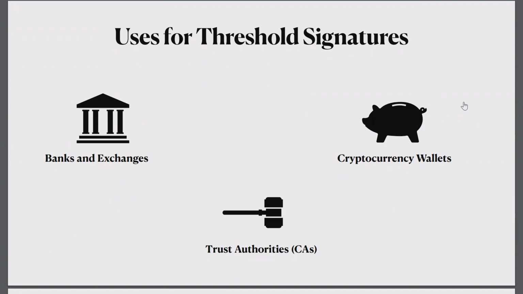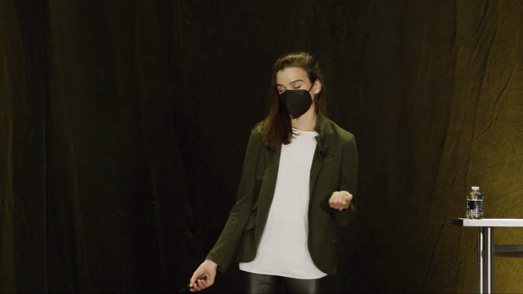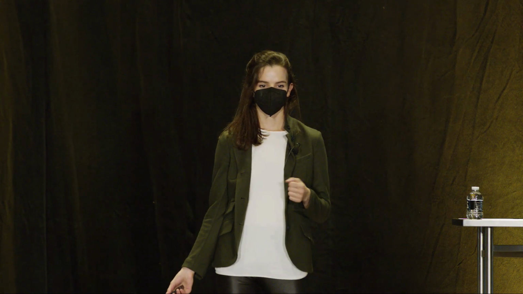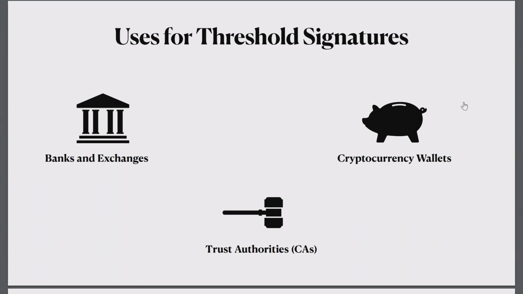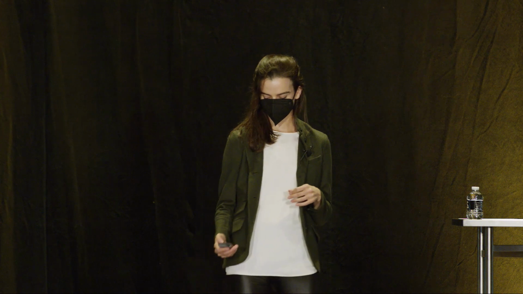You might say, oh, okay, this is really interesting magical cryptography. Where would we actually need threshold signatures? There are a lot of places where you might want them. First and foremost, banks and exchanges are very interested in threshold signatures. Cryptocurrency wallets are also interested, so you might want to take your signing key and partition it among many devices. And finally, for trust authorities, you might want to partition trust among many authorities as opposed to a single authority.